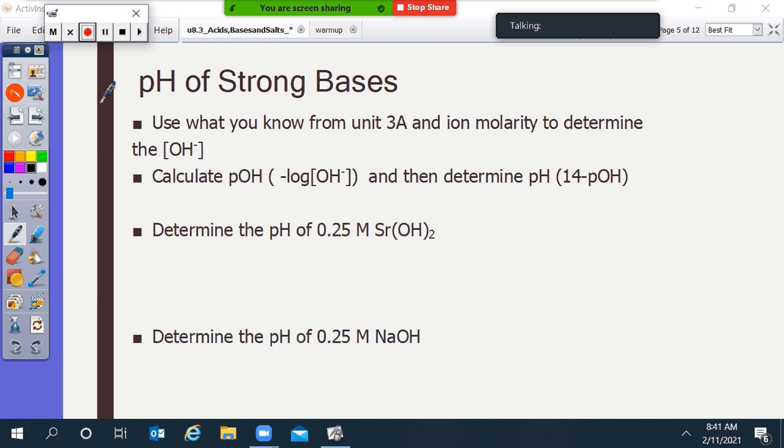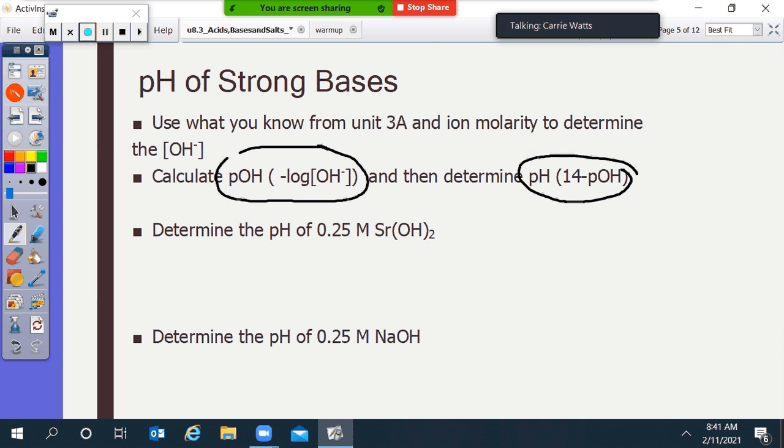Okay, so let's look at this first one here. When we calculated the pH of the strong acids, we used our pH formula, right? Which is the negative log of the hydronium ion. But in this case, remember, if we want pH, we're going to actually use two equations. We have to start with the pOH and then get to pH by using our second equation. And that should be something you remember from honors, but if not, we're doing it right now.